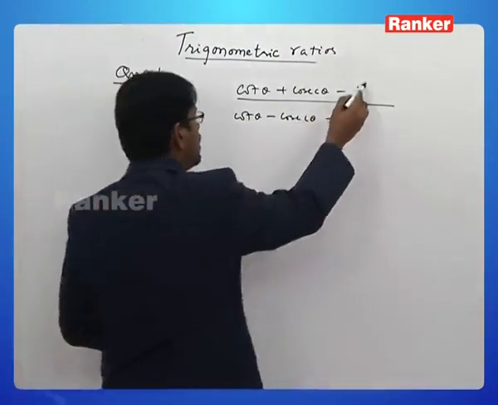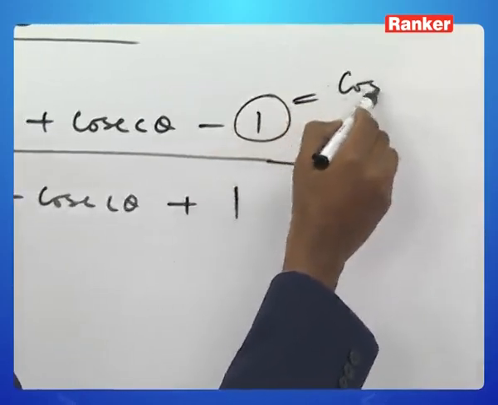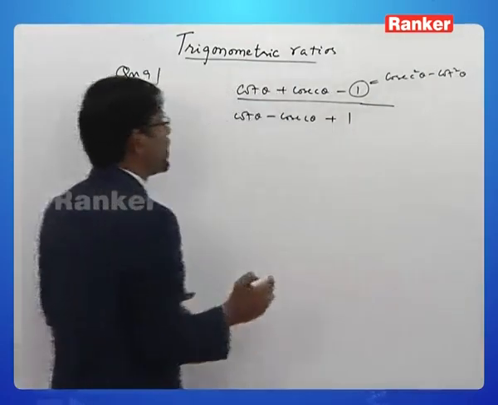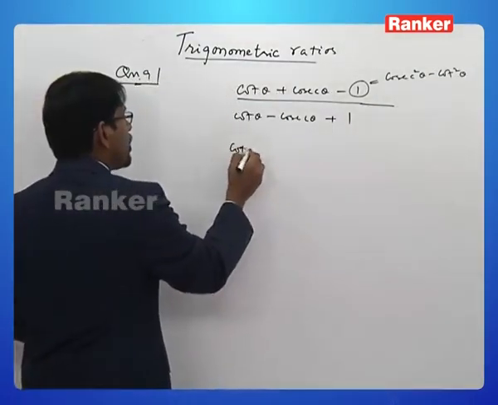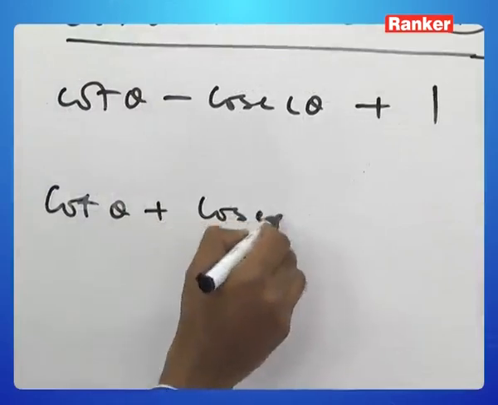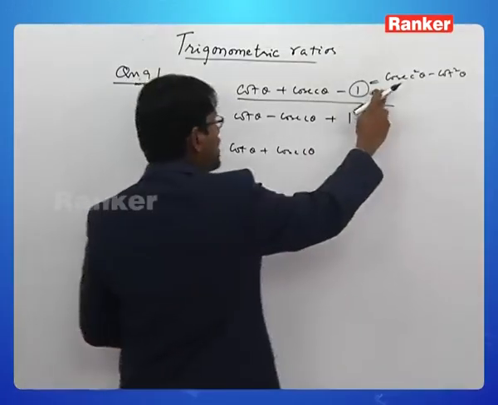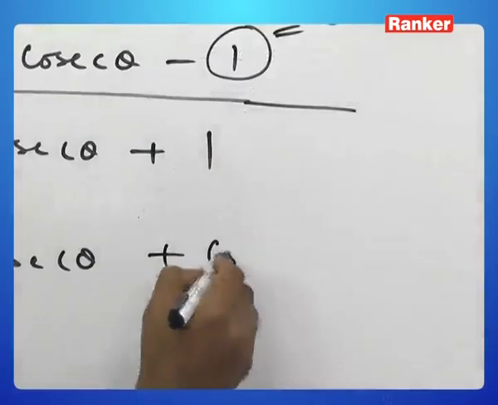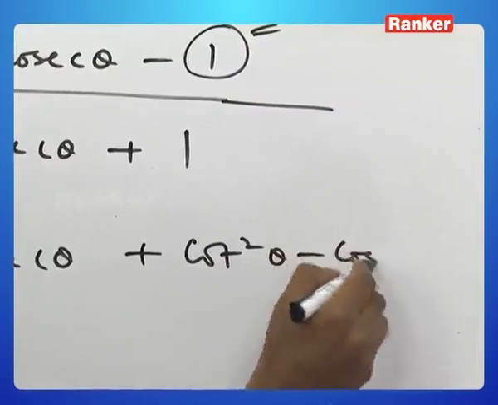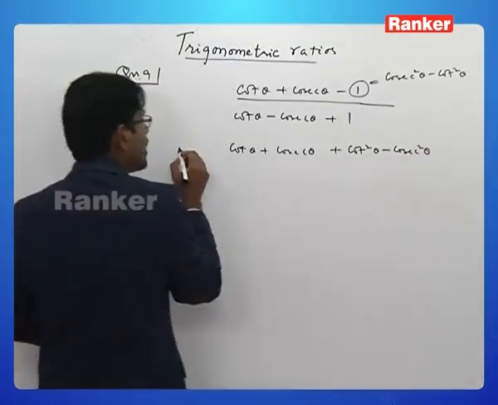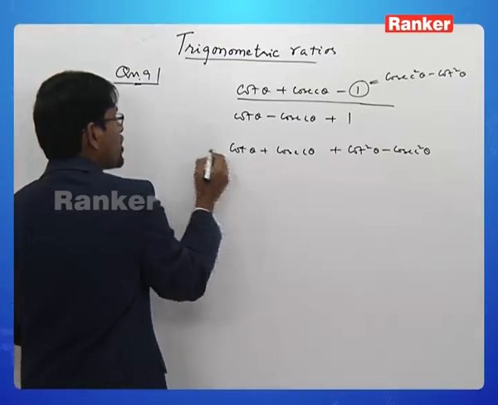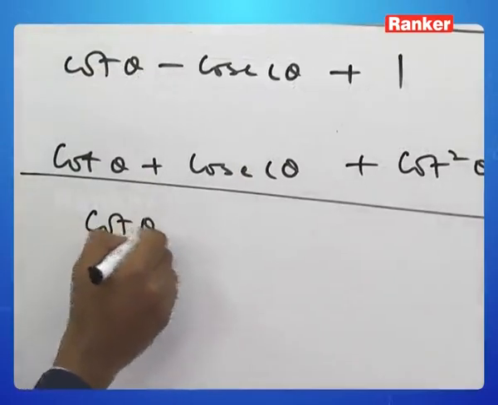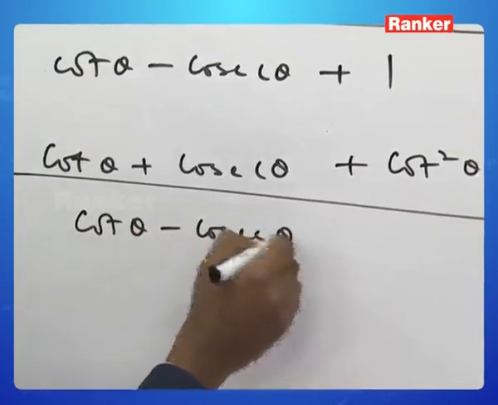This 1 in the numerator, we will write in the form of cosecant square theta minus cot square theta. So what you have in the numerator is cot theta plus cosecant theta, a minus of cosecant square theta minus cot square theta, that will make it plus cot square theta minus cosecant square theta. That's the numerator. So that divided by cot theta minus cosecant theta plus 1.